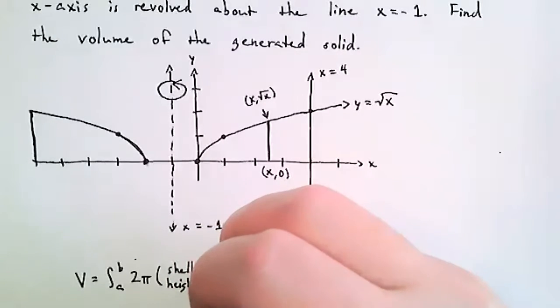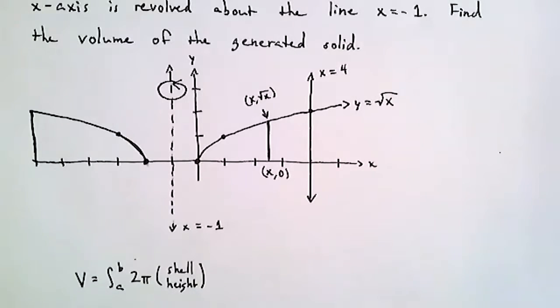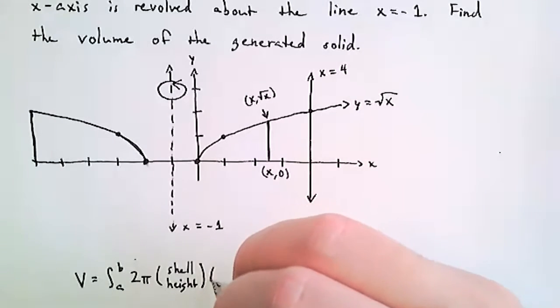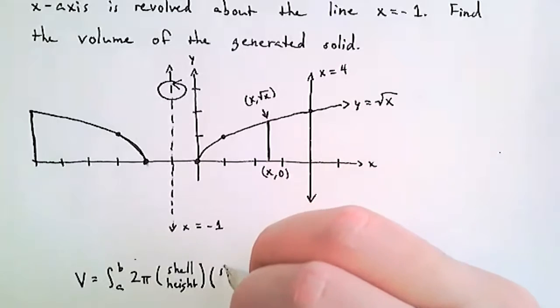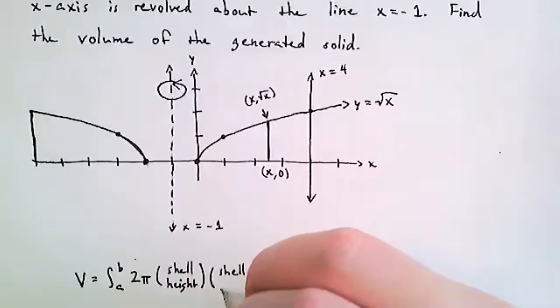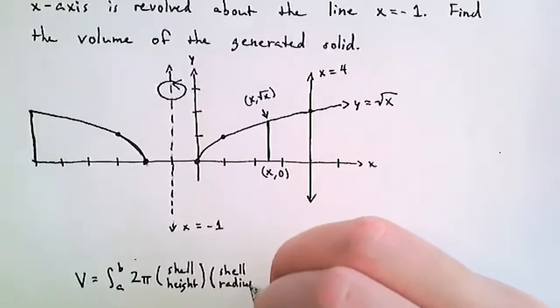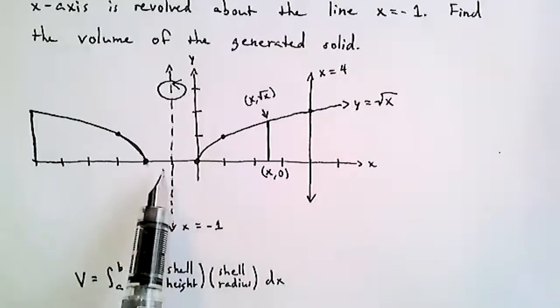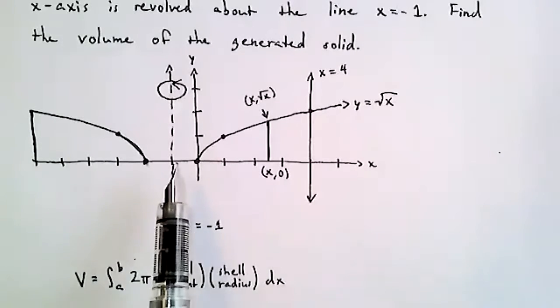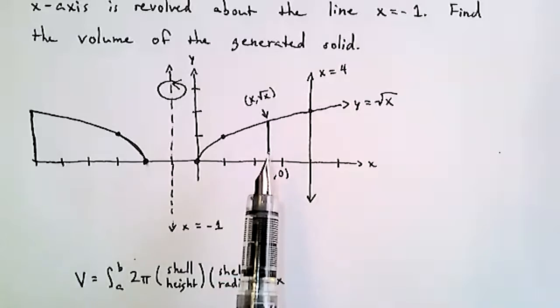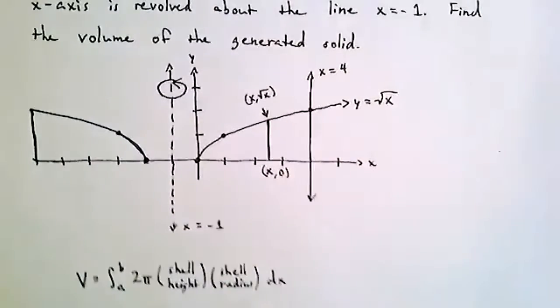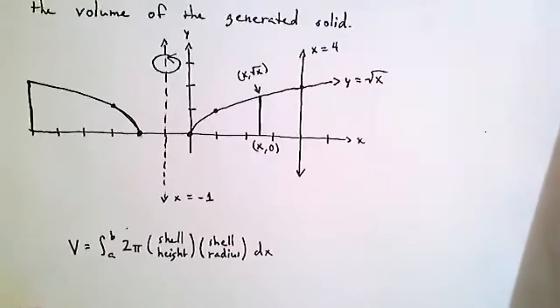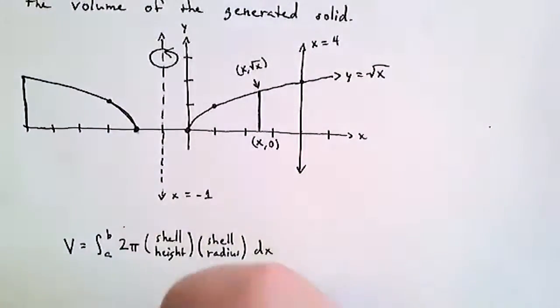Just like we had it before. So the integral from a to b of 2 pi times the shell height, or I think I did this in the opposite order. We also need the shell radius, and then dx. Okay, so the first thing, at least the way I've written it, what is the shell height? What's the height of my slice? The square root of x. Right. So we don't have to think too hard about that one. It's just given by our function.